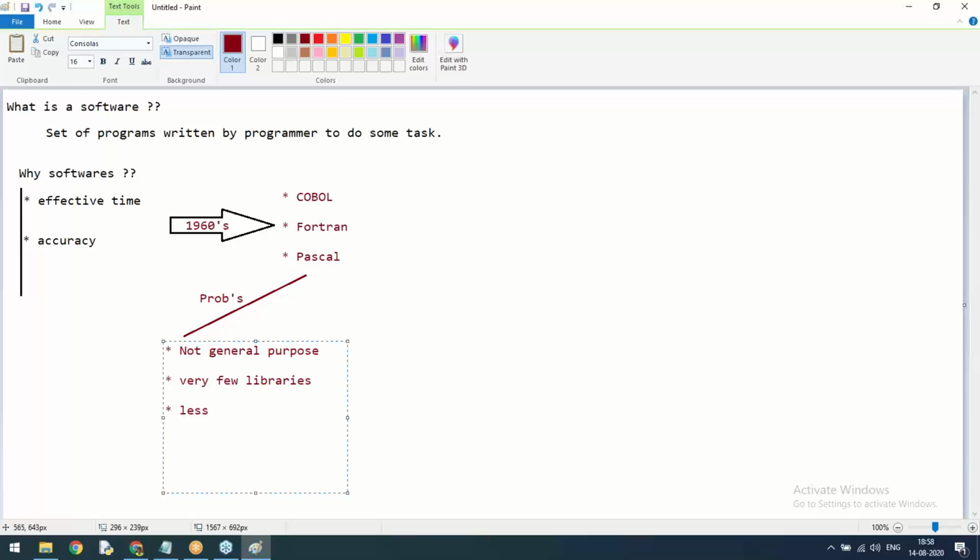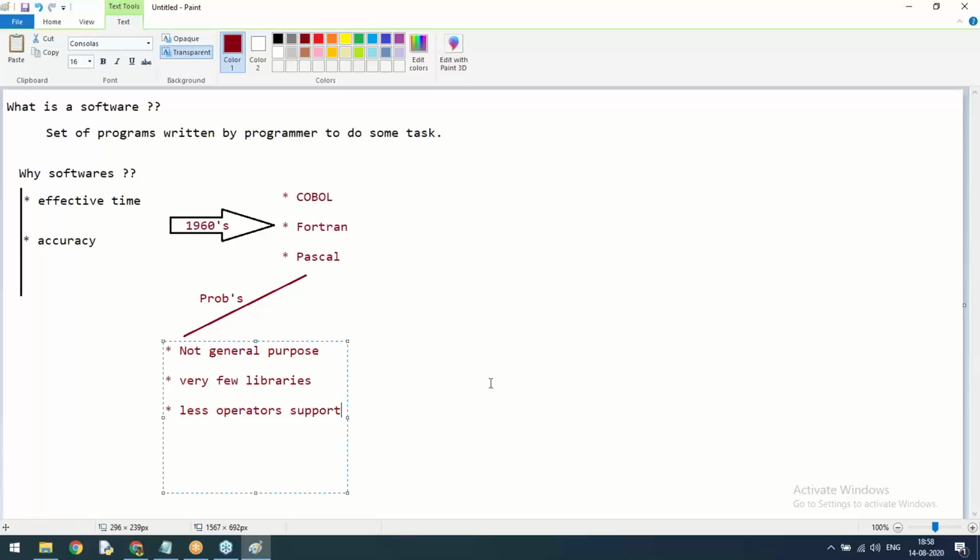And the third problem is that very few operators are supported. Operator support is very little. In Java and C++, there are so many arithmetic, logical, bitwise, ternary, unary, shift and relational operators. But these older languages had very little operator support. Very few library support was there, and since it was specific to a particular domain, it was not at all a general purpose language. Because of all these problems, these languages became outdated.